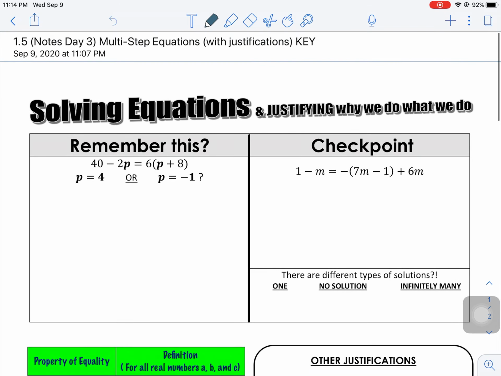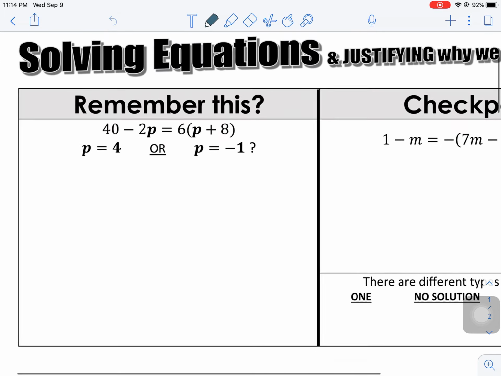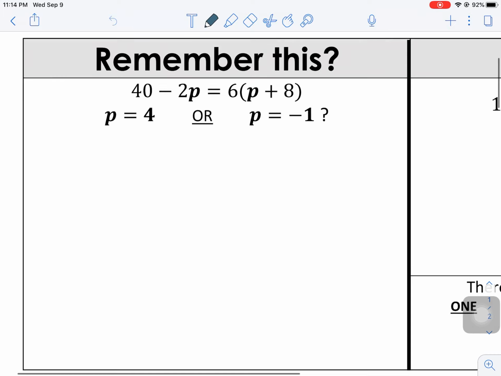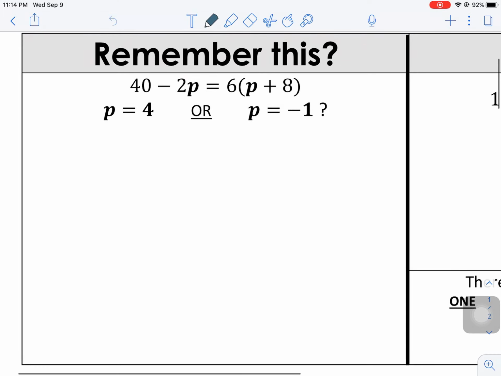So today, 1.5 notes day 3, still doing multi-step solving, but now we have to add in the justifications of why we do things, okay? Let's first start with reviewing this last homework question from 1.5 homework day 2.